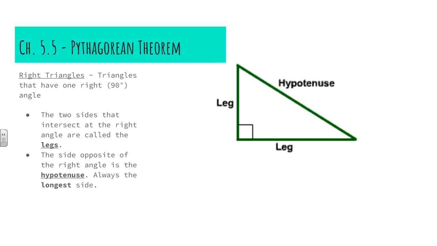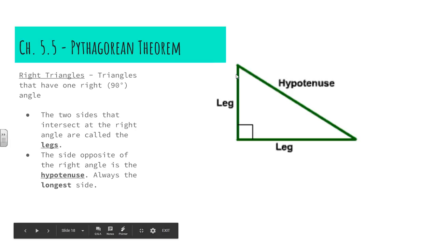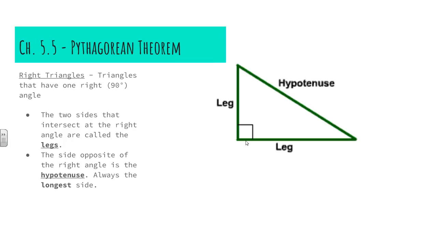The two sides that intersect at the right angle are called the legs. The legs kind of make the L of the triangle. If you'll notice right here, if you turn a right triangle, you'll always notice there's an L right here. And the L is always the two legs, okay? Just like an L intersects at a right angle, so do the two legs.